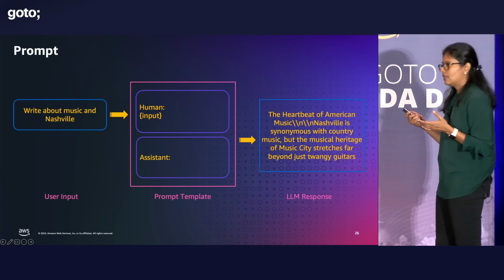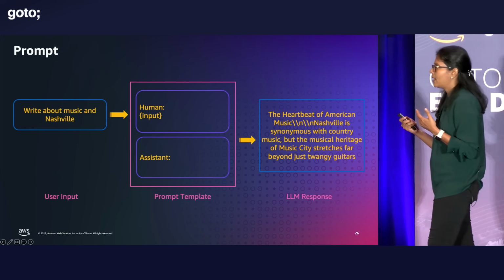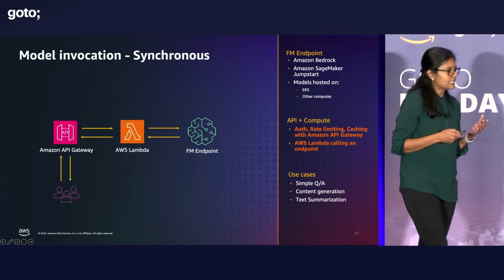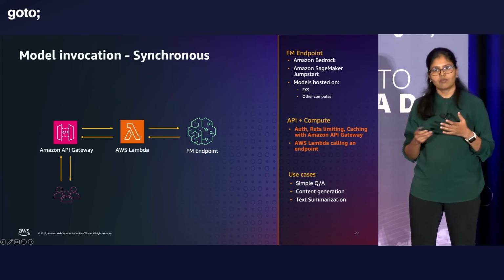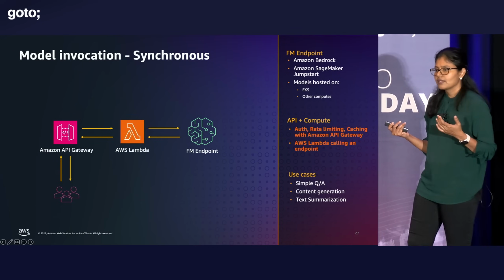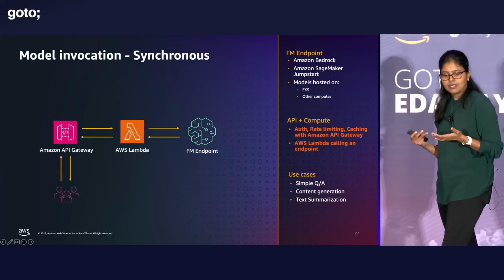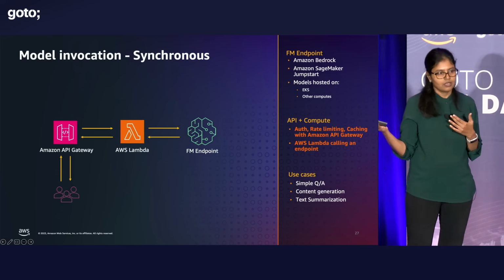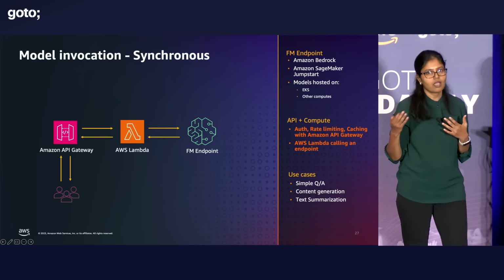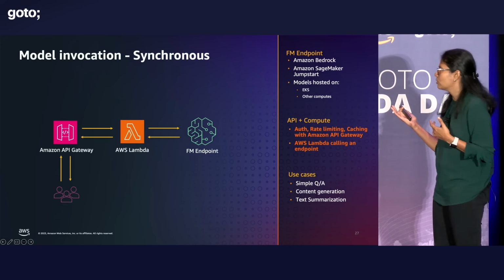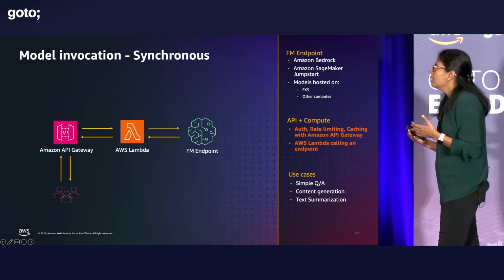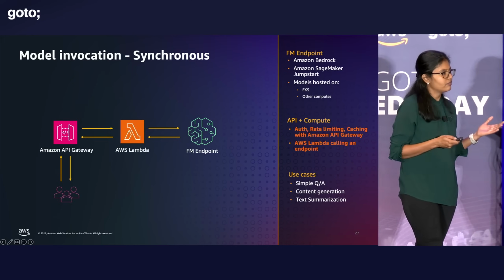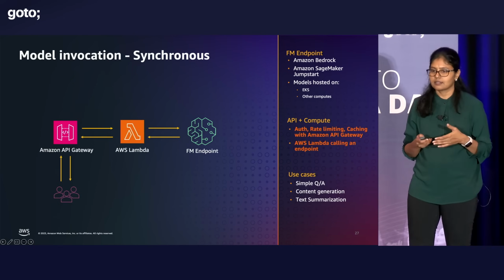If, as a backend developer, you go about building an API for it, you could use a synchronous pattern. Very simple pattern. We've all used it. Have an API Gateway, expose an API, and a Lambda function as an intermediary, and call a foundation model. The foundation model could be hosted in Amazon Bedrock, or it could be in Amazon SageMaker JumpStart, or it could be something that you have deployed in your own compute like EKS.